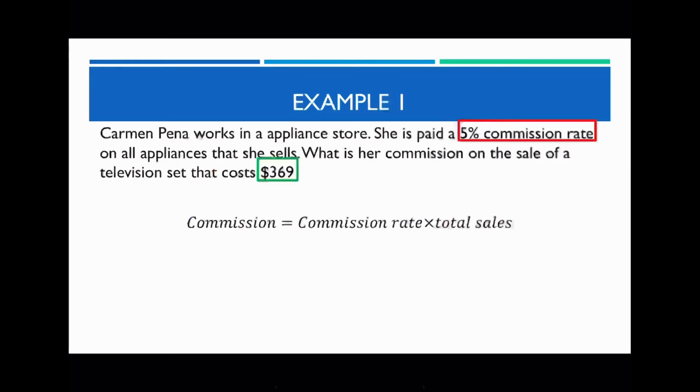You've got a 5% commission rate, and the total number of sales that Carmen Pina has made is $369.